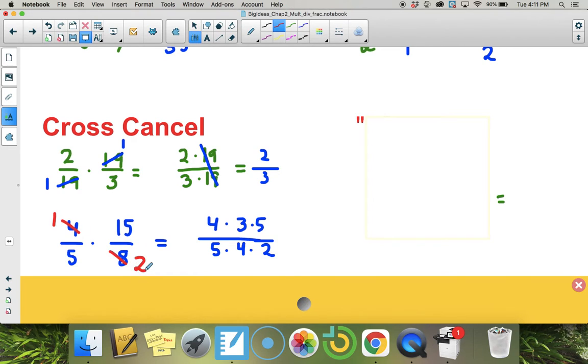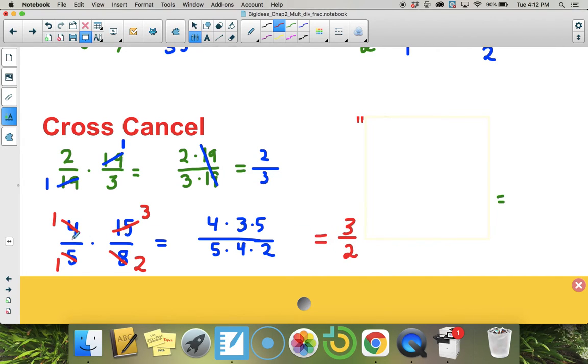Let's look on the other diagonal. We have 5 and 15. Can you think of a common factor? Yes, we could divide 5 out of the bottom, which is 1, and 5 out of the top, which is 3. And you can see 1 times 3 is 3, and 1 times 2 is 2, so that's a lot easier than getting a larger number and simplifying.